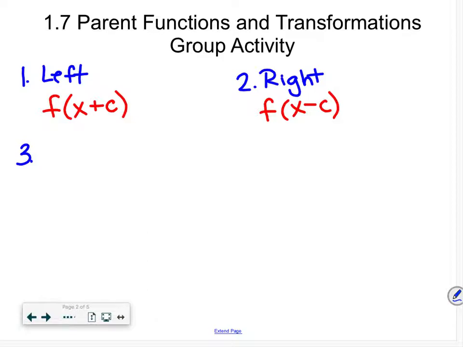Next, we want to go up C units. Kinley, describe what we need there. It would be x squared plus. Okay. So whatever our function is, we need to add C.